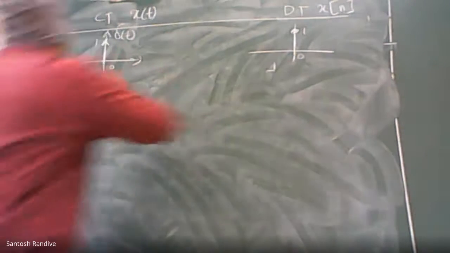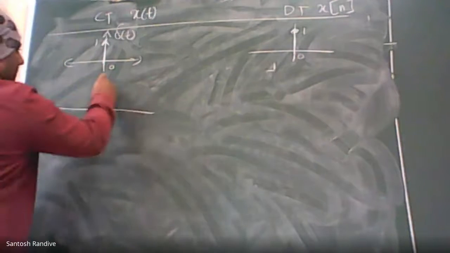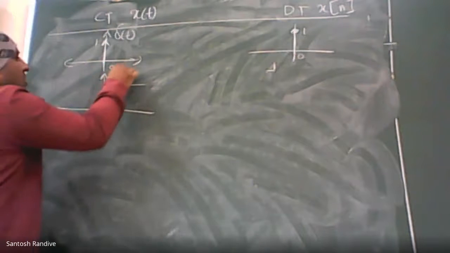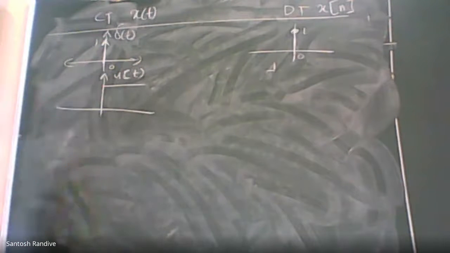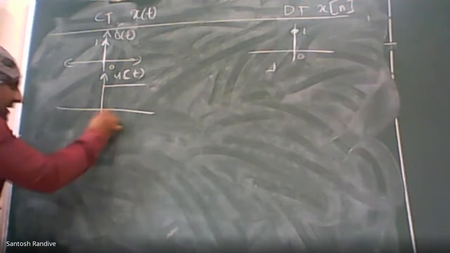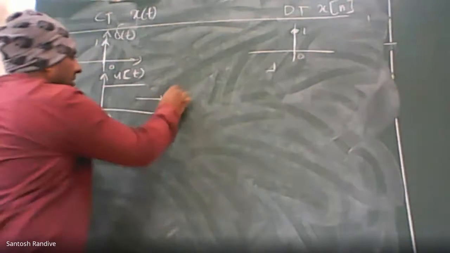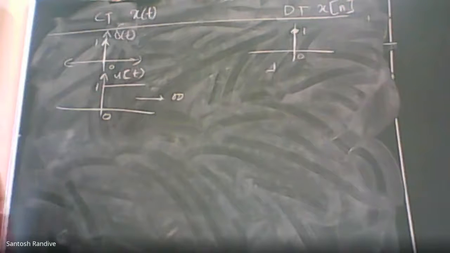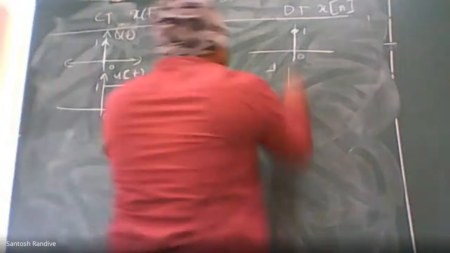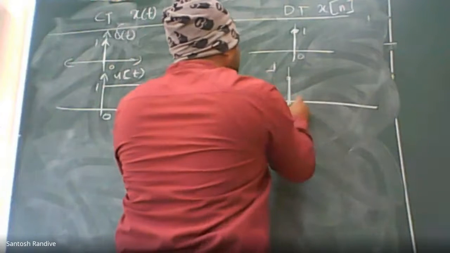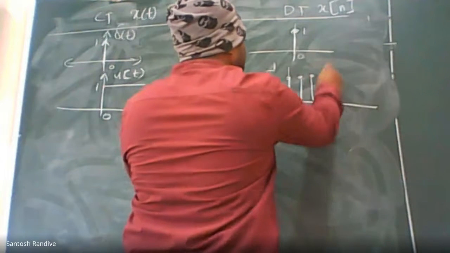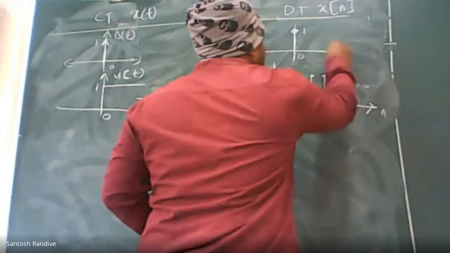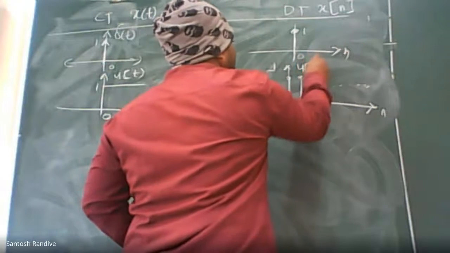Then the second signal, this kind of signal, is called u of t. u of t is the step signal. What is a step signal? Starting at 0, ending at infinity, with constant amplitude. So how will you draw the DT signal of this? Starting at 0, 1, 2, 3, up to infinity, dot dot dot. This is your n. This is u of n. Simple.